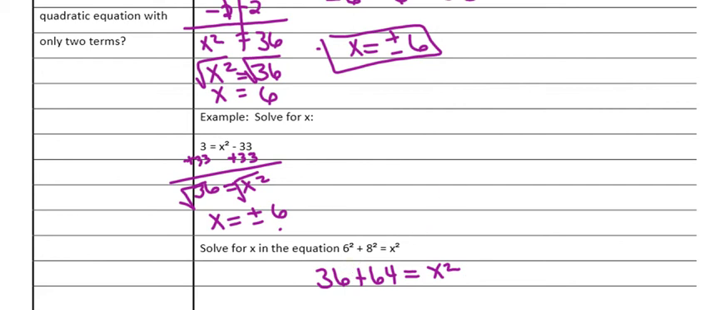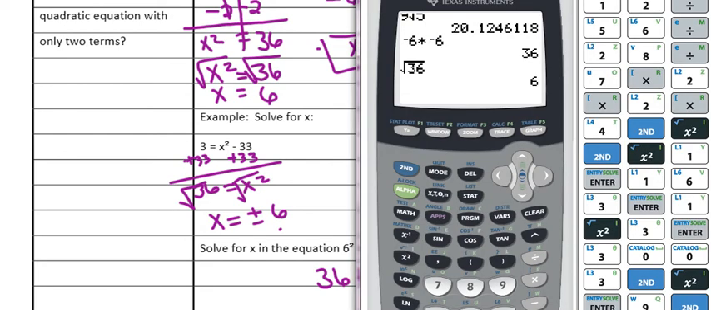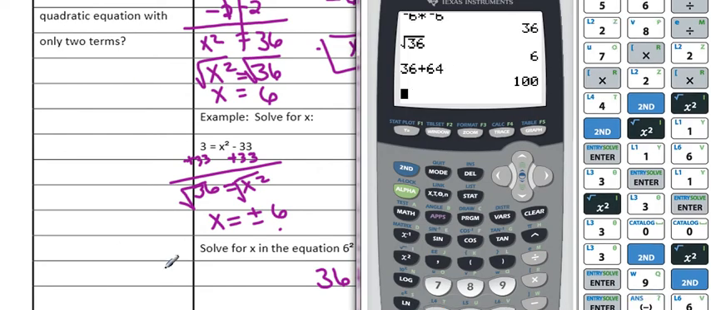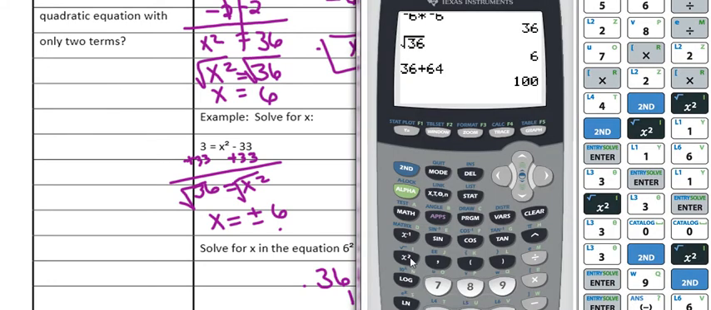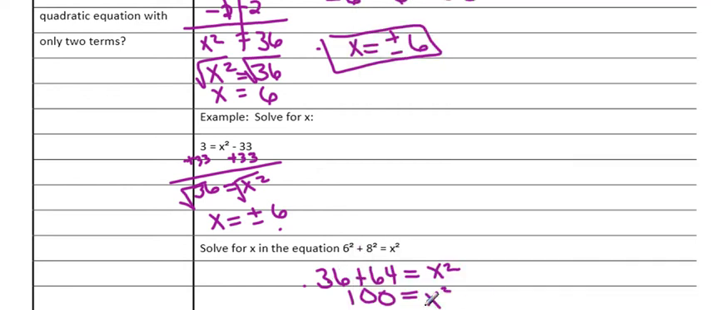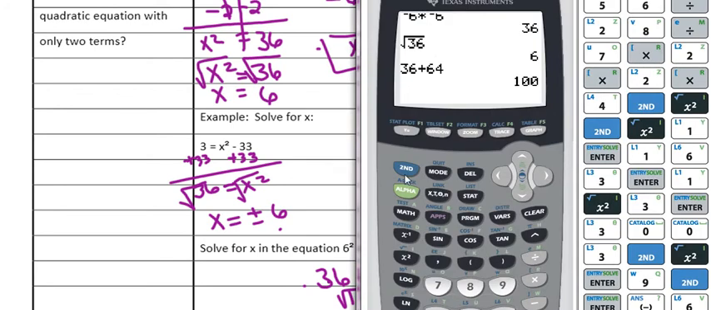Combining again, we have 36 plus 64. 36 and 64 should be 100. So we have that 100 equals x squared. So the question is, what number times itself will give me 100? So in order to do that, I take the opposite of x squared. And the way that I remember the opposite of x squared, if you look on your calculator, there's the square root on top of x squared. They're opposites. They're complete opposites of each other. So I would take the square root of 100 and I would get 10.